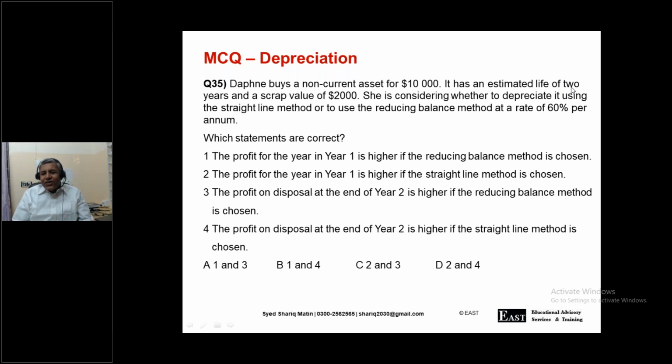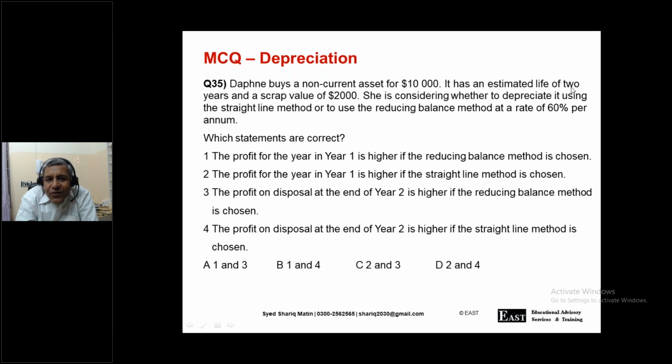Okay, that's an interesting question, quite an interesting one. Can I have your attention, all of you? It's important that you understand what it means. See, 10,000 is the cost of the asset. Depreciation for first year, if reducing balance is 60%, means 6,000. And if you charge depreciation using straight line, it's 10,000 minus 2,000 divided by 2. 10,000 is the cost minus the scrap value, which is 2,000, comes to 8,000, divided by 2 is 4,000.